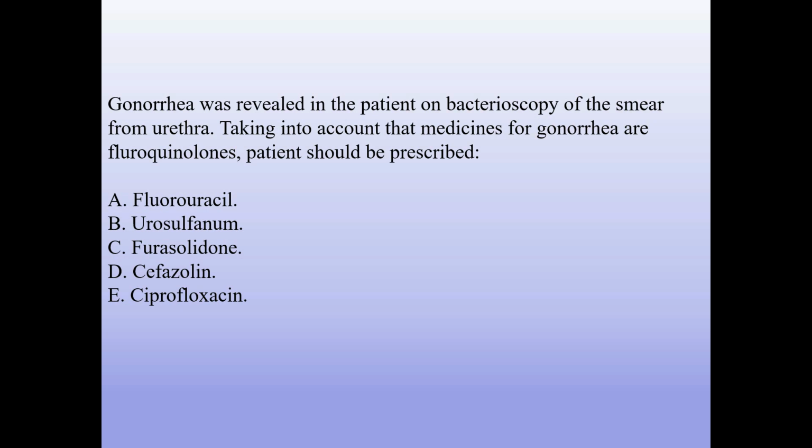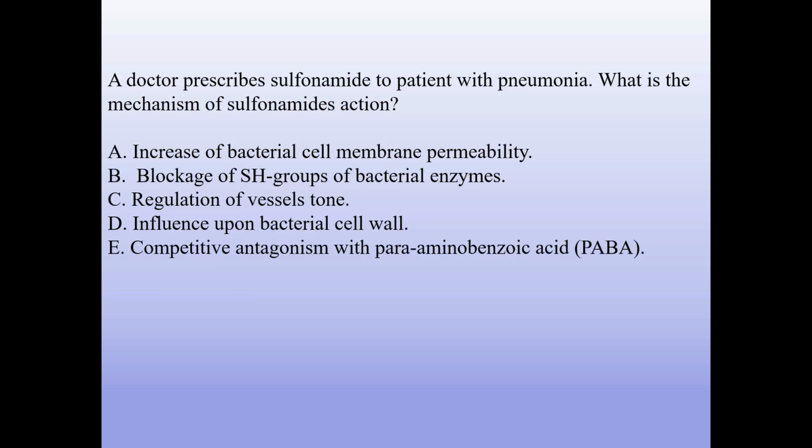Gonorrhea was revealed in a patient on bacterioscopy of the smear from urethra. Taking into account that medicines for gonorrhea are fluoroquinolones, patients should be prescribed, of course, ciprofloxacin. A doctor prescribed sulfonamide to patient with pneumonia. What is the mechanism of sulfonamide's action? Competitive antagonism with para-aminobenzoic acid.